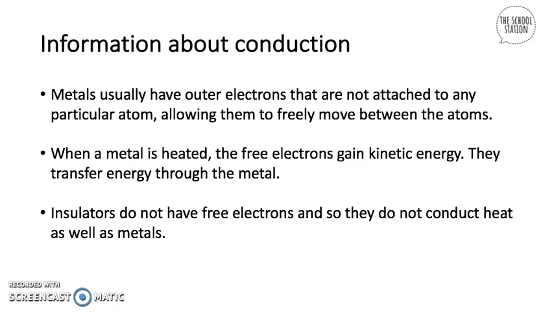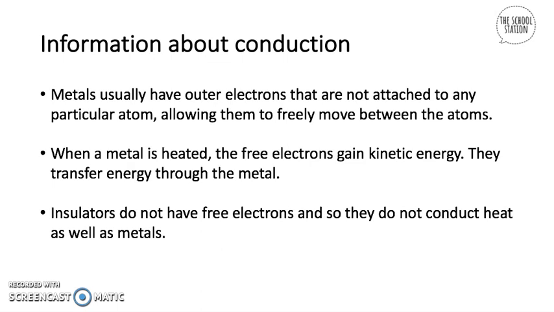Metals usually have outer electrons that are not attached to any particular atom, allowing them to freely move between the atoms. If you have watched my chemistry videos, you will know that there are electrons in the outermost shell. Metals usually have outer electrons that are not attached to any particular atom, and this allows the electrons to freely move between the atoms. So basically they're free because they're on the outside. And when a metal is heated, the free electrons gain kinetic energy. They transfer energy through the metal. So this is basically how it works in metals.